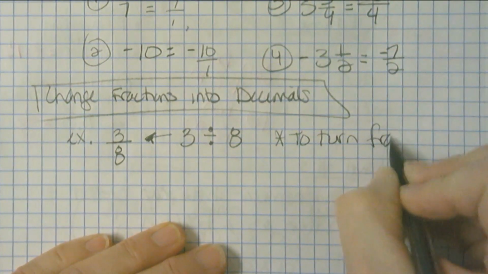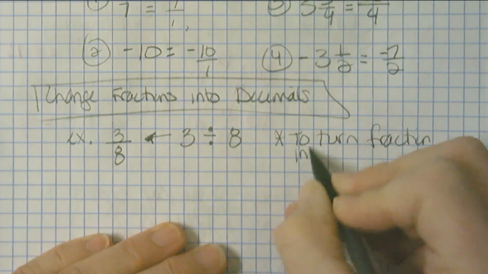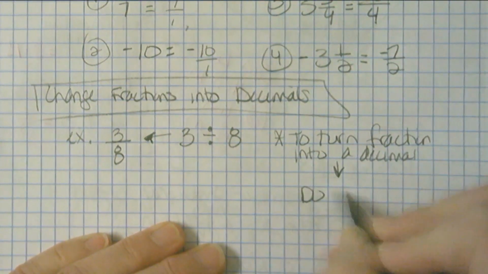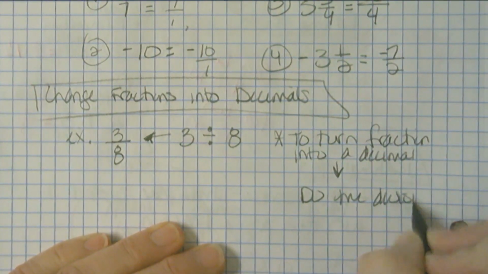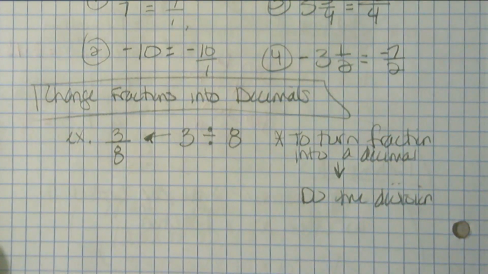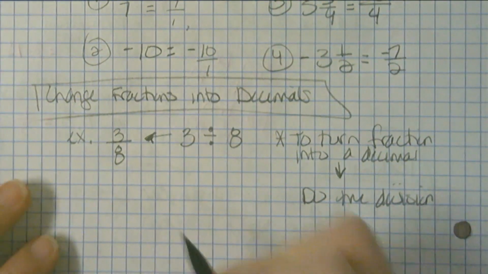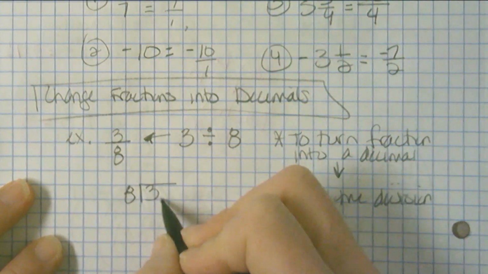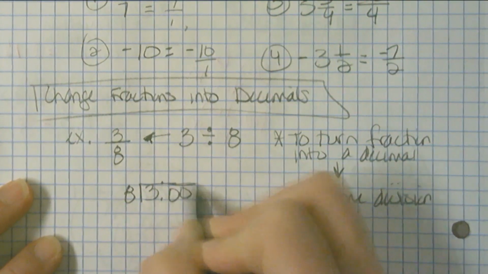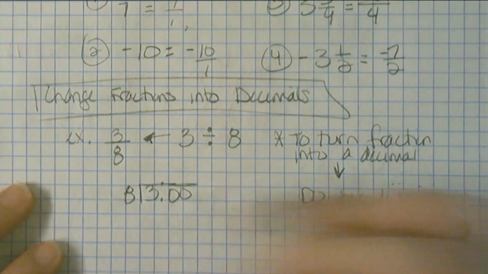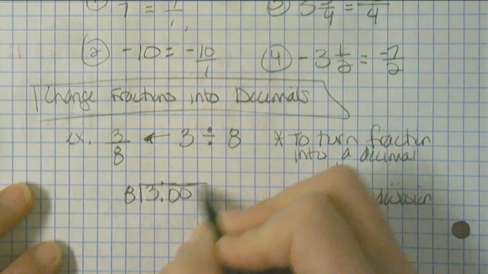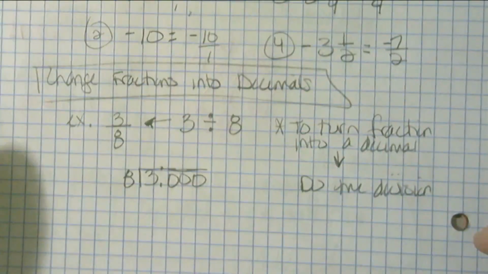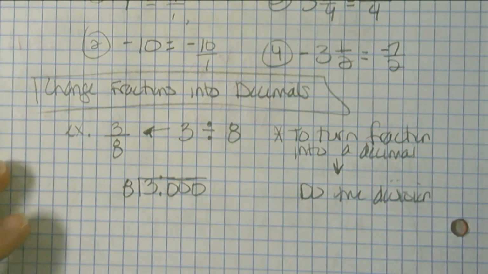the fraction into a decimal, do the division. I want you to do this by hand. I want you to do the division. So what that means is my numerator goes inside the bracket, the denominator goes outside the bracket. Don't forget that. All right, I'm going to put my decimal point straight up. I'm going to put a couple zeros on there. All right, all of you do this division, please.